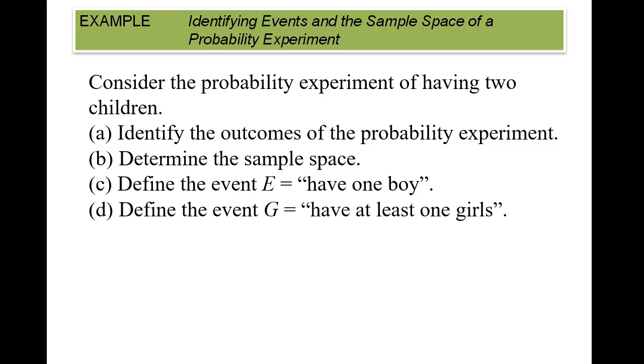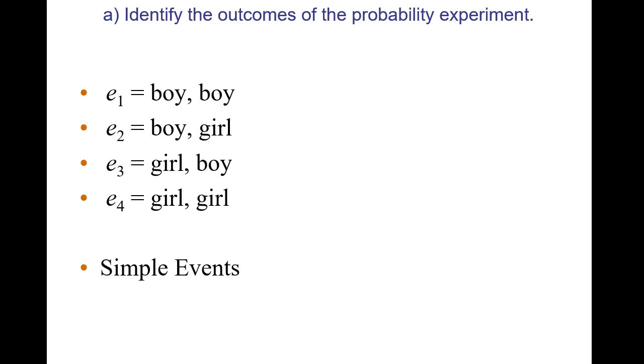Here's an example. Consider the probability experiment of having two children. First, we're going to identify the outcomes of the probability experiment, then determine the sample space, then define the event E, capital E, which is have one boy, and also define a separate event, capital G, which is have at least one girl. So the first one, identify the outcomes of the probability experiment.